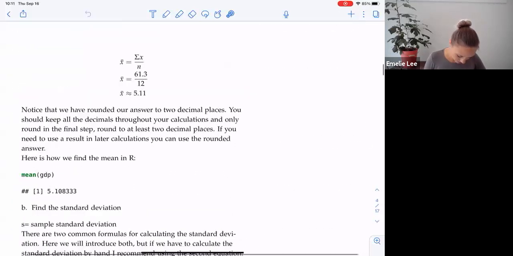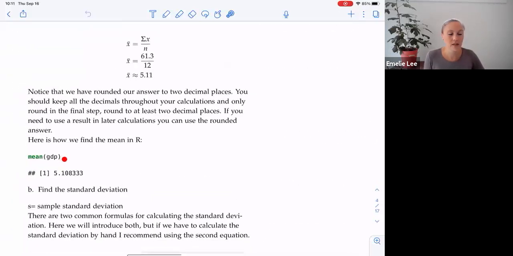And also right here, I've got more R code. The mean of GDP, just off the top of your head, what do you think that's going to do? When you read this, mean bracket GDP end bracket, I read it as mean of GDP, so typical function notation. The mean of GDP calculates to 5.10833.